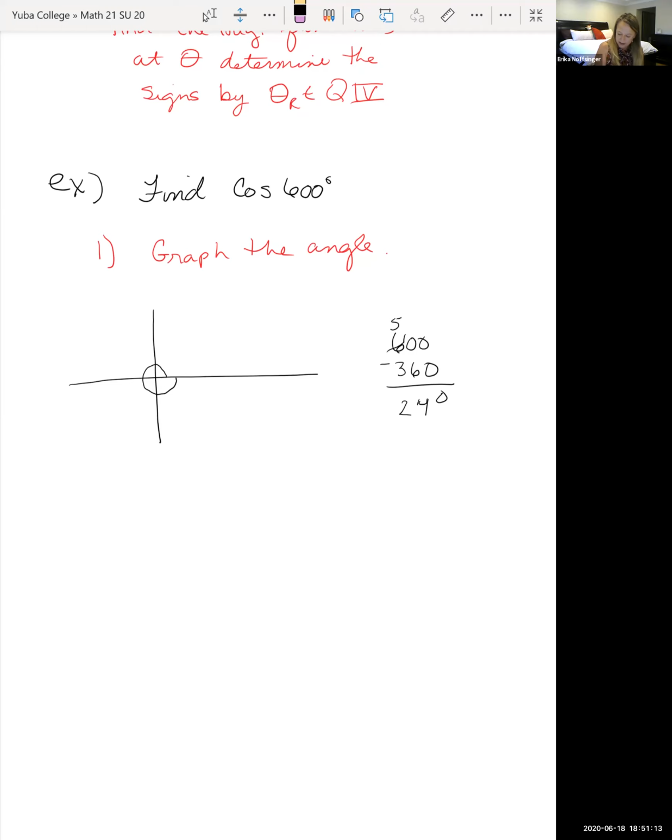So 240, I know this is 180. 180 plus 60 more would get me my full 600 degrees. So once you've graphed it, you want to find your reference angle. Okay, so that's the acute angle between the terminal side and the x-axis. So we would use the negative x-axis in this case. So we want to find the length of that angle between there.